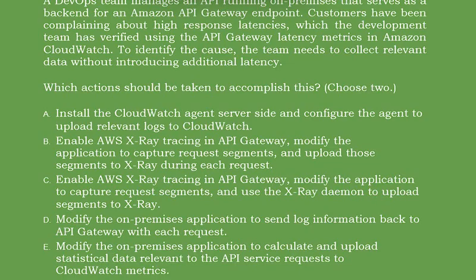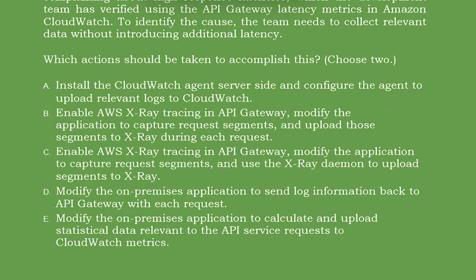Option D: modify the on-premises application to send log information back to API Gateway with each request. Option E: modify the on-premises application to calculate and upload statistical data relevant to the API service request to CloudWatch metrics. Correct answer is option B and option C.